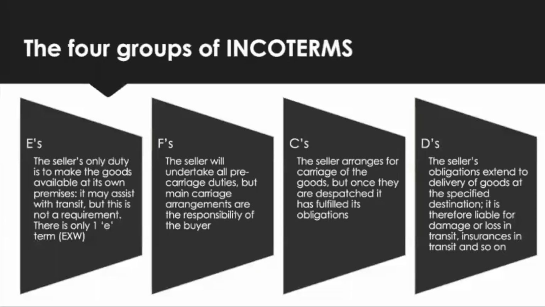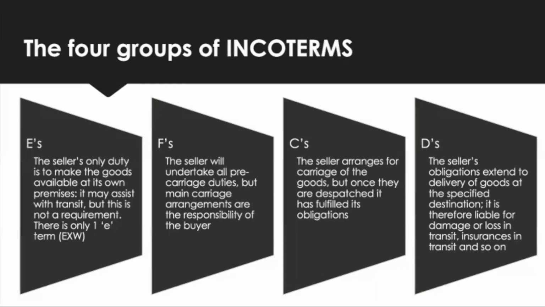So at a high level, there are 4 groups. Each of the terms will start with the letter E, F, C, or D. With the E terms, the goods will need to be collected by the buyer from the seller's premises, and the buyer will bear all costs and responsibilities for the entire journey. So the seller's only duty is to make the goods available at the door of their premises. They may assist with transit, but this is not a requirement, and there is only one E term, and that's Ex Works.